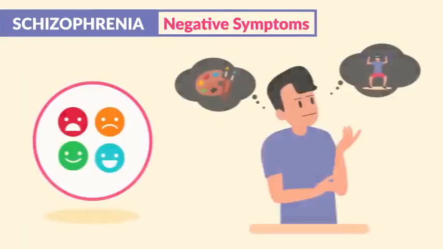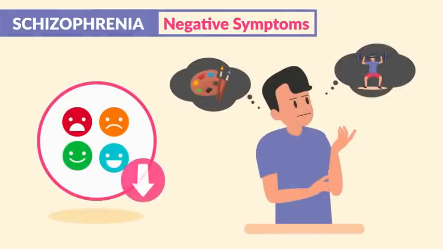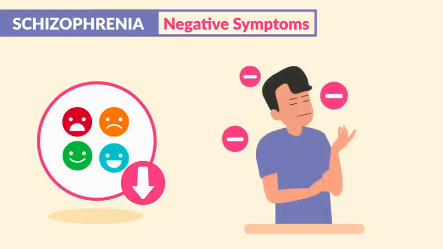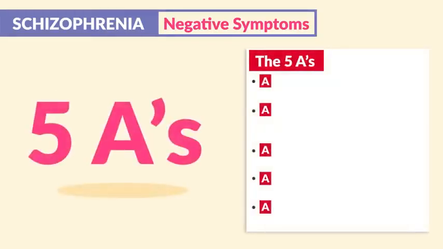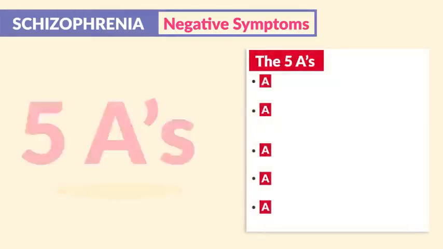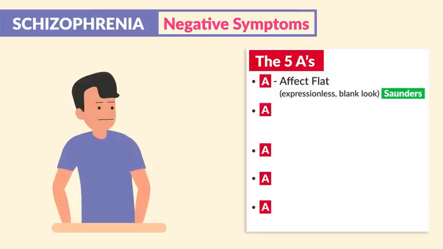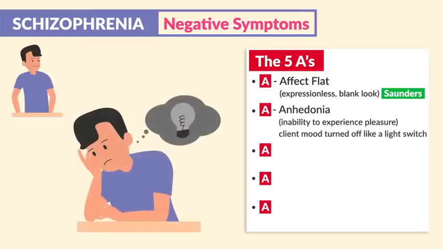Now, switching gears to negative symptoms, we see a decrease in emotions and a loss of interest. Sort of like the client is being turned off like a light switch, or in a negative state with negative symptoms. So just think of the 5 A's for negative symptoms. The first A is for an affect that is flat, that is expressionless, or even a blank look, as Saunders mentions. And the second A is for anhedonia, the inability to experience pleasure. So just think the negative symptom, the client is being turned off like that light switch.